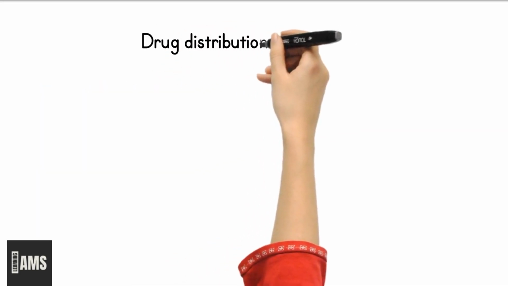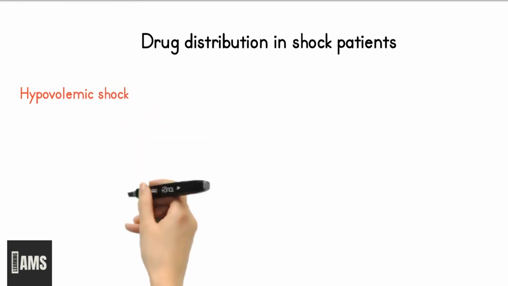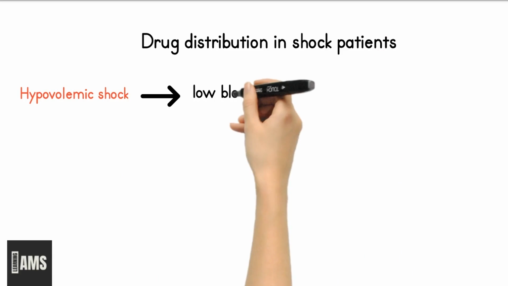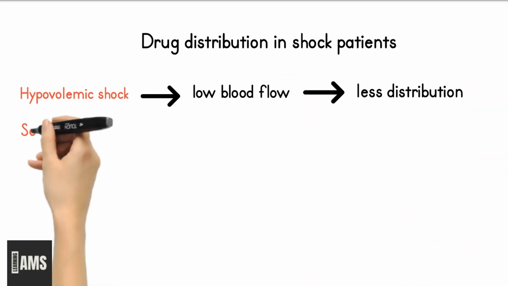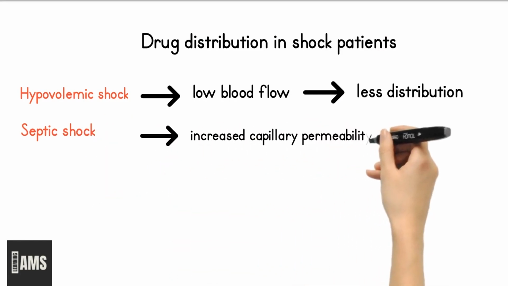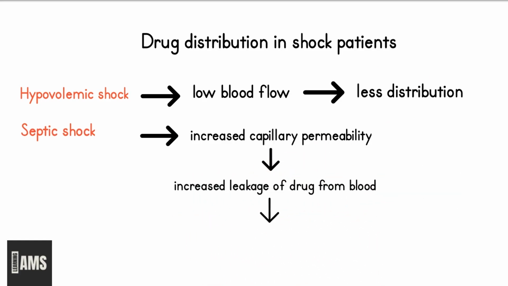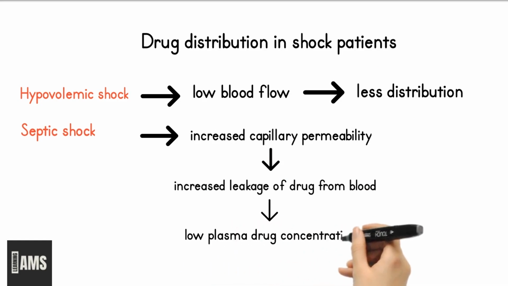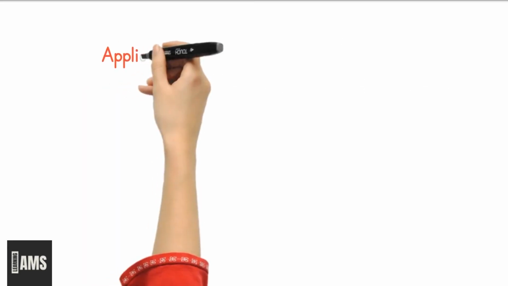The drug distribution is changed in shock patients. In hypovolemic shock patients, the blood flow is poor and it decreases the drug distribution. In septic shock patients, the capillary permeability is increased and it allows leakage of antibiotics from the blood, so the plasma drug concentration will be reduced. Therefore, higher doses of antibiotics should be administered.